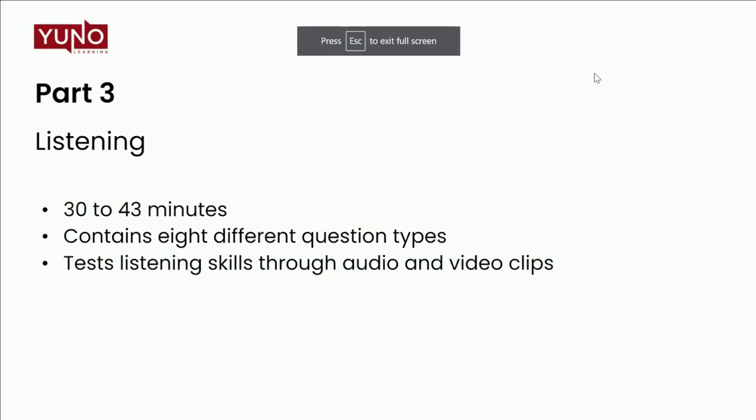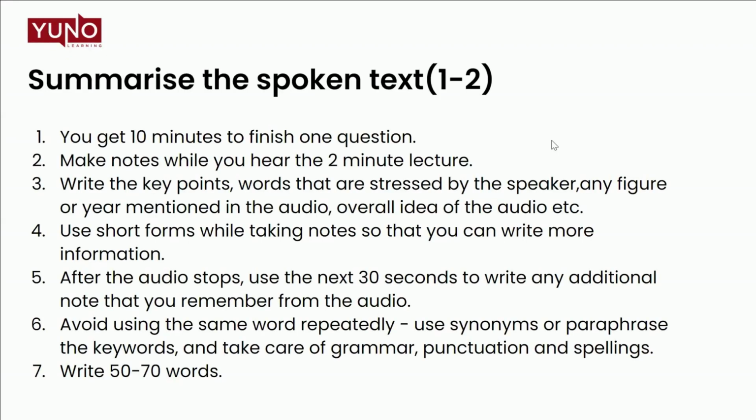Part 3 in the PTE exam tests your listening skills. This part lasts for 30 to 43 minutes and it contains 8 different types of questions. So you must pay attention to what you hear in the audio and video clips. The first type of question here is summarize the spoken text. And you can expect 1 to 2 questions of this kind. And you get 10 minutes to finish one question.